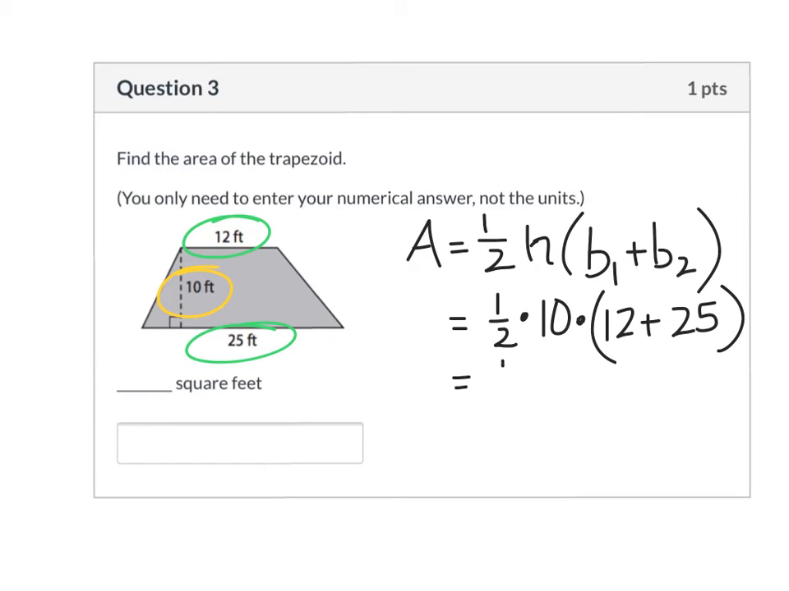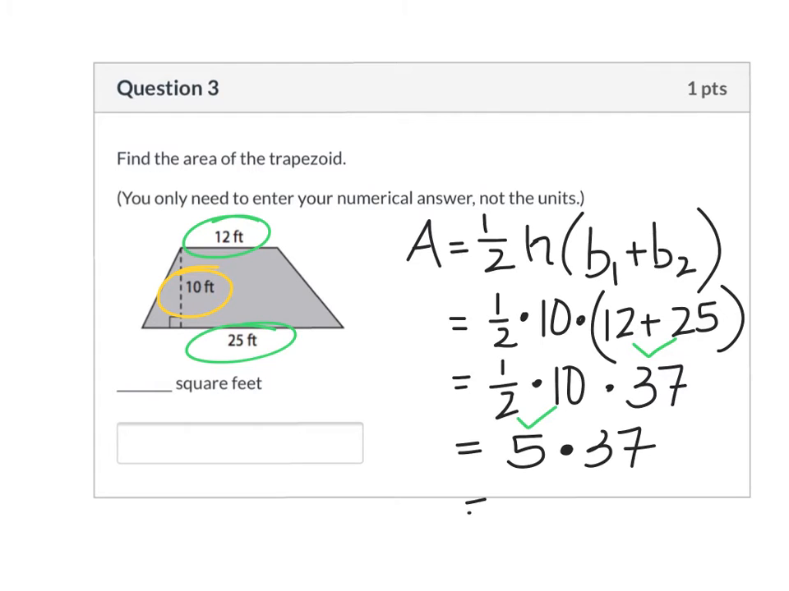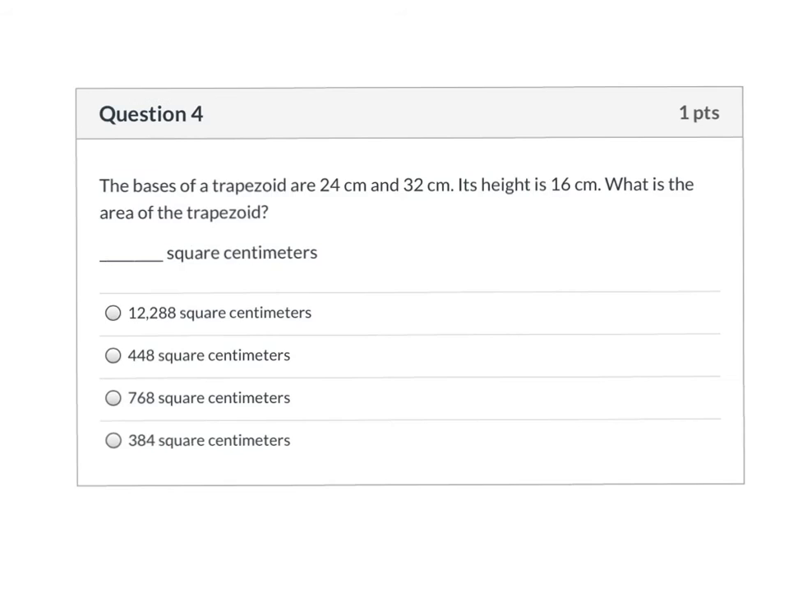Order of operations tells me I need to multiply or add what's in the parentheses first. So I'm going to add 12 plus 25. I'm going to get 37. So here I now need to multiply out my problem. 1/2 times 10 times 37. When we multiply by 1/2, it just means we're taking half of that number. So I'm going to go ahead and do half of 10, which is 5. Still need to multiply by 37 to get my final answer. You can do that piece on your own.